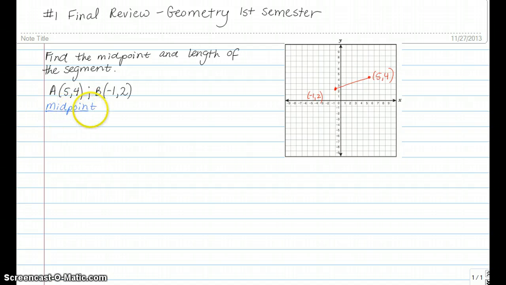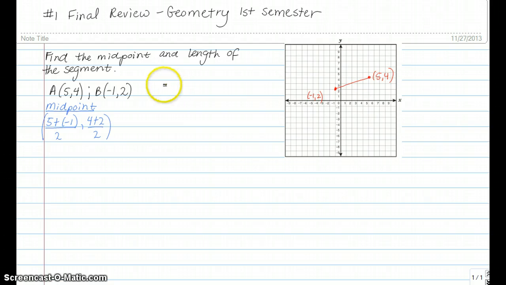The midpoint formula just says take the x values. It's going to be an ordered pair because it's a point on a line. Your x values are 5 and -1. Add them together, and when you divide by 2, you're going to get into the middle, or find the midpoint. Then take your y values, so 4 and 2, add them together and divide by 2.